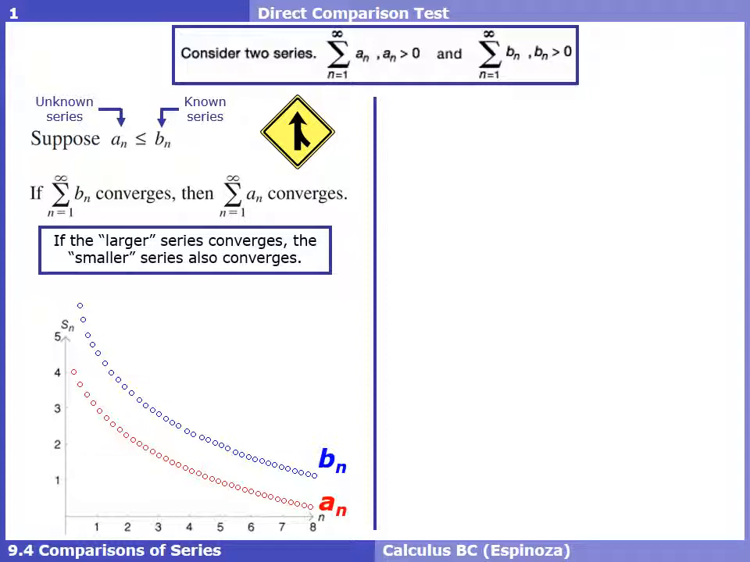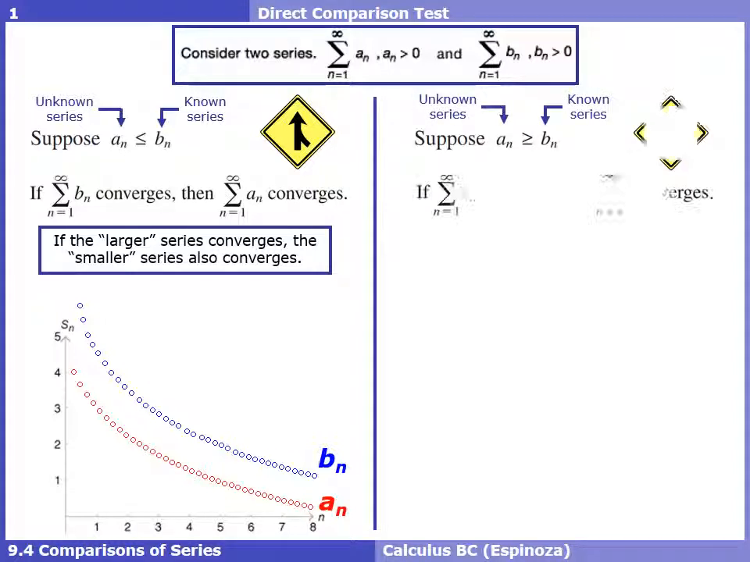If the larger series converges, which is the one we know, then the smaller series, which is the one we don't know, must also converge. Okay, once you understand that, really the other case is just this flipped, in a manner of speaking, but that's the idea behind this direct comparison test. We're comparing one thing we don't know to something that we do know, and then we can make a conclusion based on that. Okay, so in this other scenario, we're going to now suppose that our unknown series is bigger than our known series.